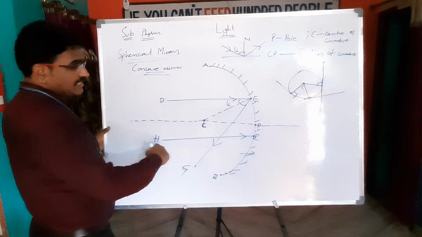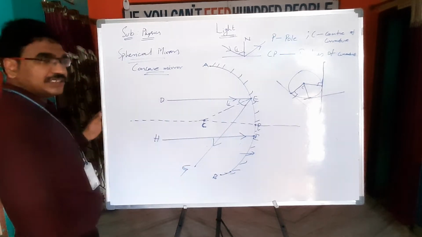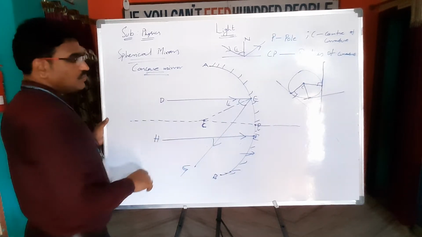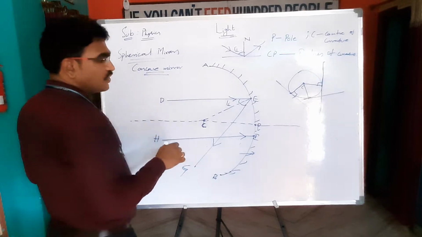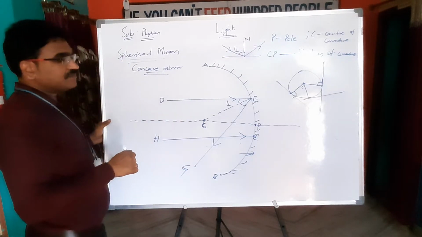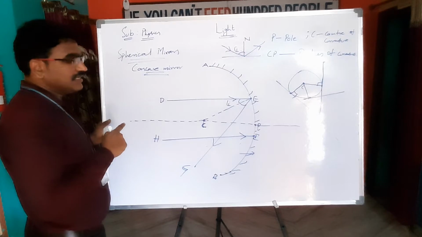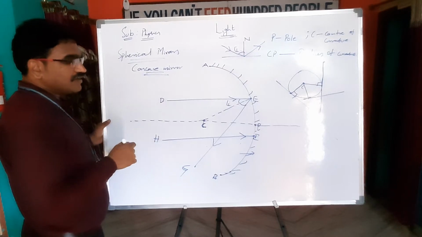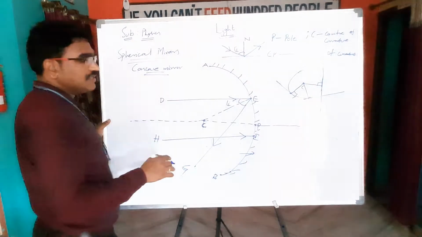Now HI is also parallel to the principal axis, very close to the principal axis. After that what happens? It will reflect. How will it reflect? I have to draw the reflected ray. If I want to know how it will reflect, then first of all I have to draw the normal.